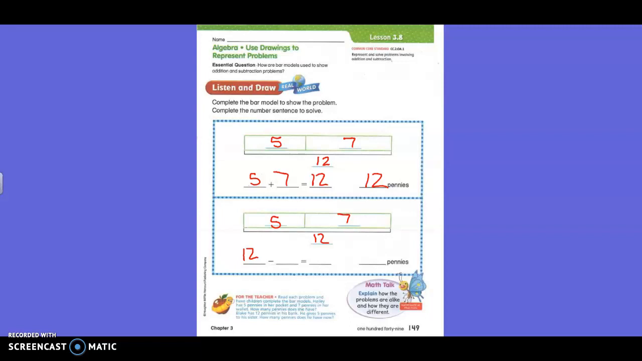Because guys, if we do 5 minus 12, can you do that? No. If you only have 5 cookies, can I take away 12 from you? No. You only have 5. How can I get more? Right?